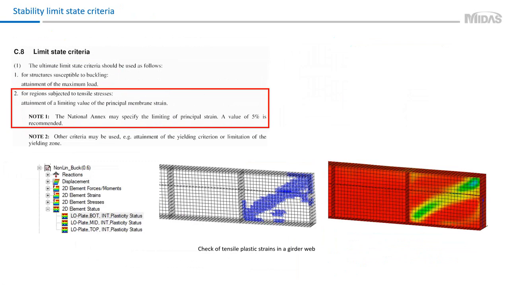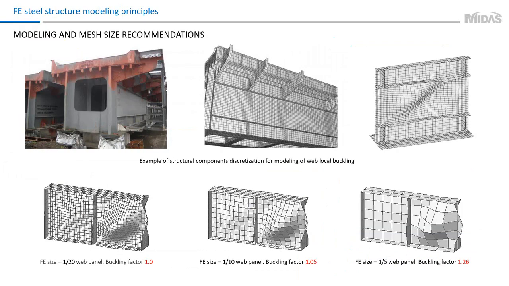Additionally, you have to check strains in elements of the girder web. Eurocode allows principal strains in elements up to 5%, and these strains should be checked before buckling criteria. Midas FEA allows to build a contour of strain in elements, so the check can be done quite easily.